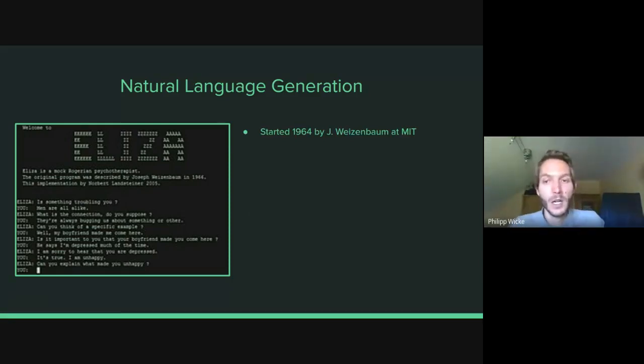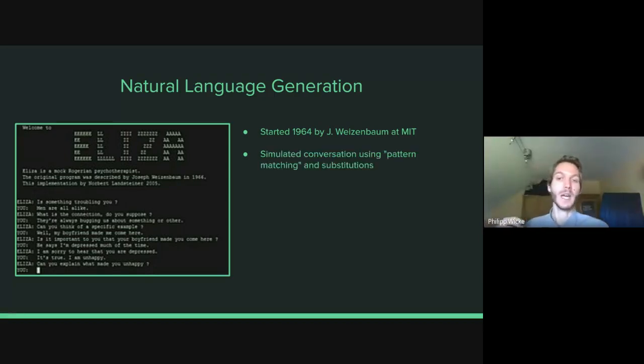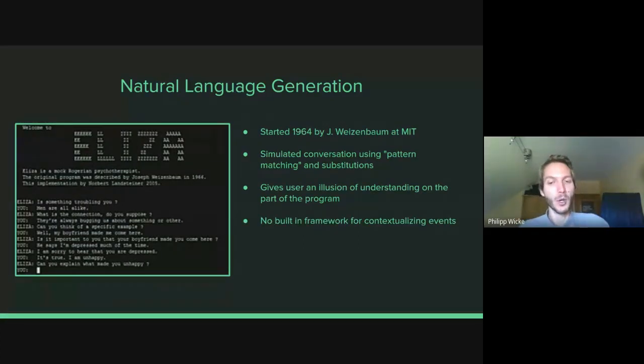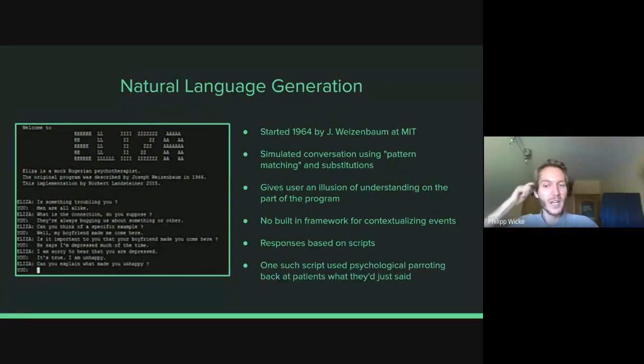There was a very famous example called ELIZA. ELIZA was written at MIT, and it simulates conversation using very simple forms of pattern matching and substitutions. You were posting a text to the system, and the system was giving you the illusion of understanding you. They were not even contextualizing the events in any greater framework. What they were doing is using scripts, and those scripts were based on psychological parroting. For example, if you were to say, I'm doing fine, how are you? Then the system could respond, I'm doing fine, why are you doing fine? It was simply taking the input and rephrasing it as a question for the most part. So it was based on very easy scripts, and even this simple approach led to astonishing results for the researchers.